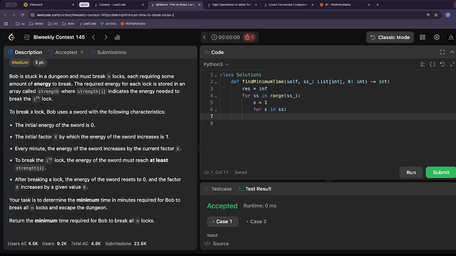And we're going to count the current time, right? The time of this order. So how much time do we need to break? Well, we want x to exceed s, so we have to divide s by x, the factor, and we take the ceiling, right? Because that's how many times we need to get to s or more. And then when you break the lock, the factor increases by k, right? And now we want the minimum time, right?